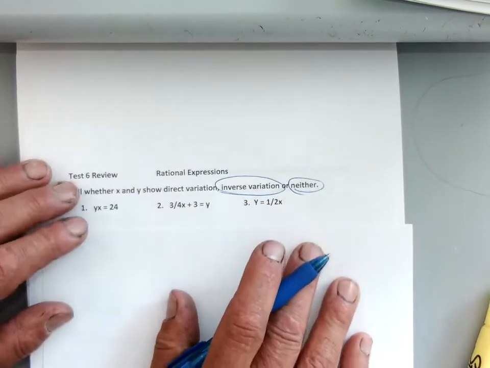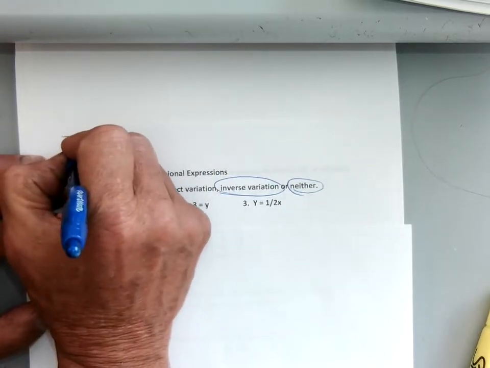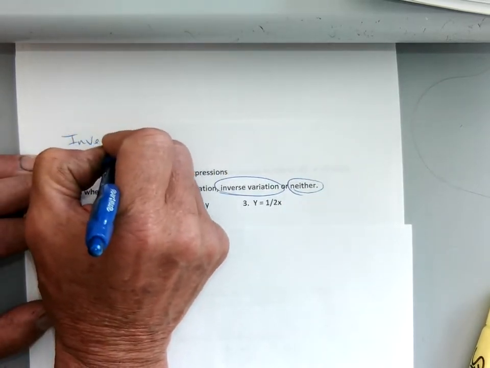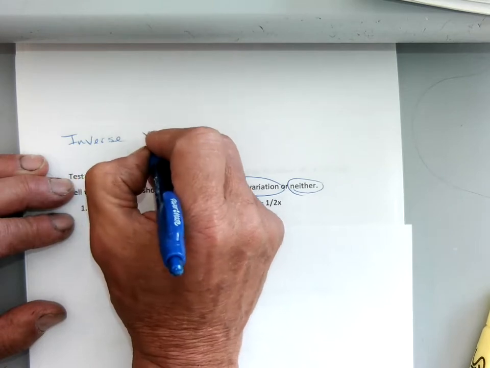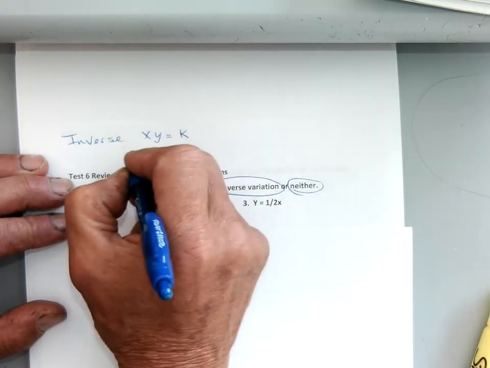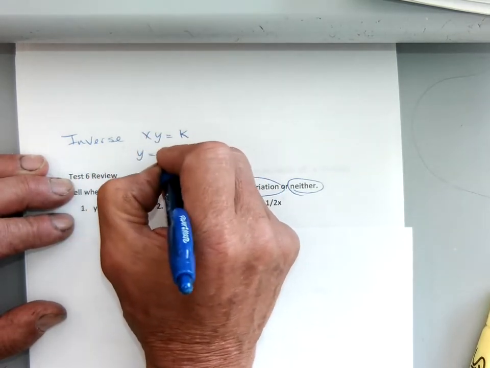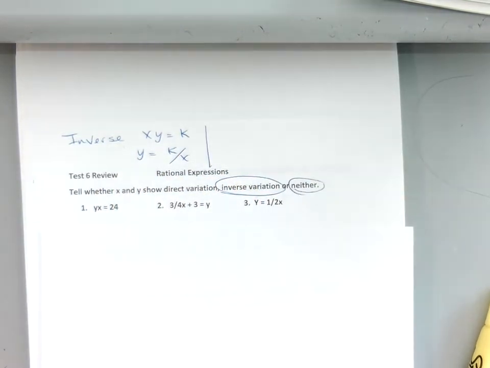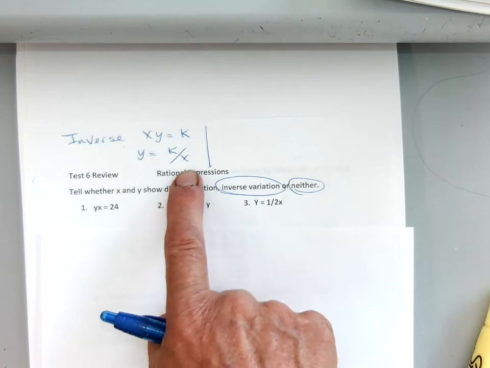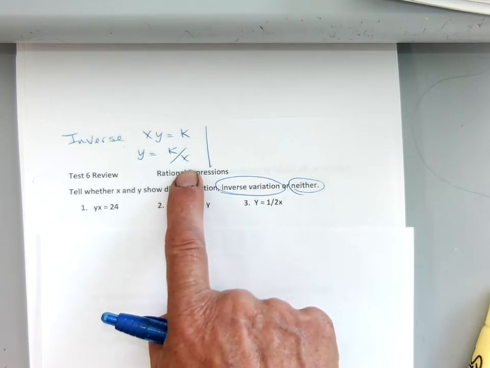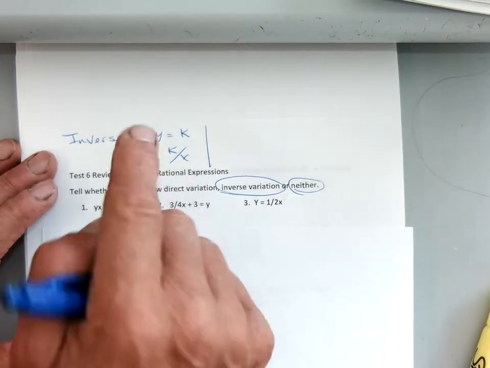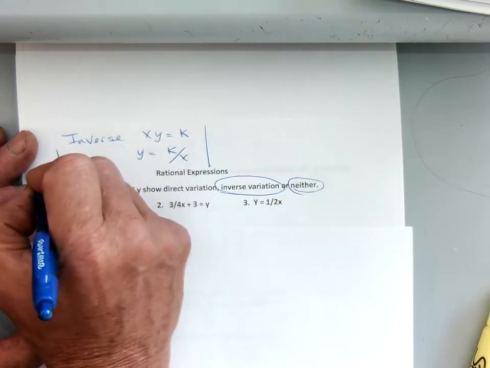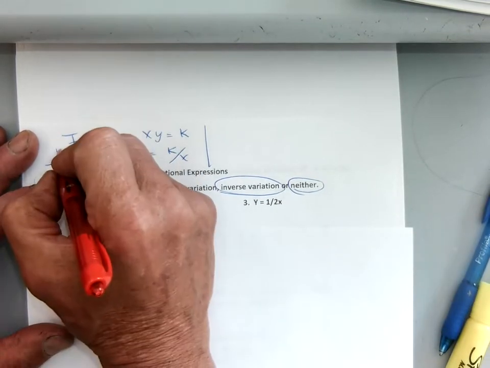So if it's inverse, if it's x times y equals some number, or if it's y equals some number over x, those are both the same form, and that would be an inverse variation. The graph of an inverse variation looks something like this, which we've seen.